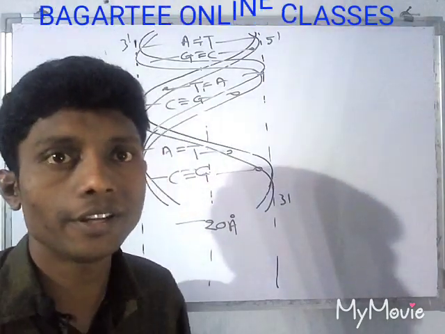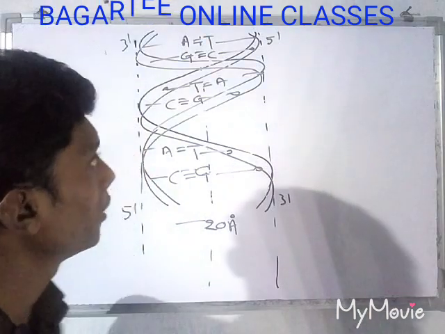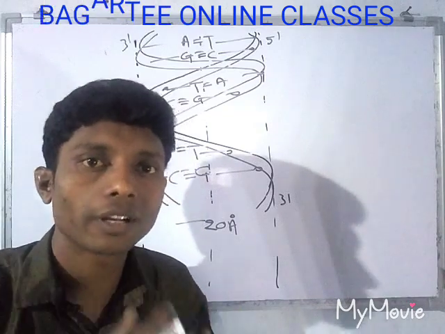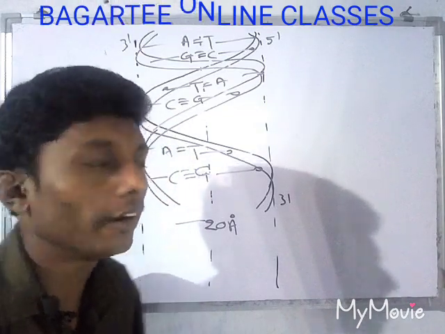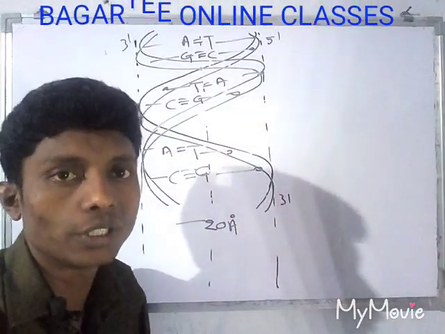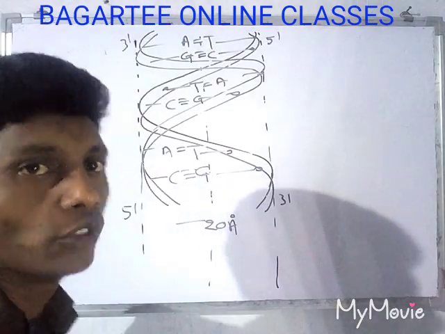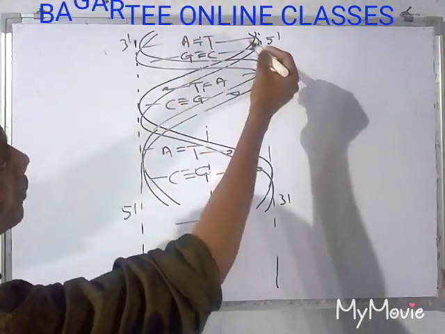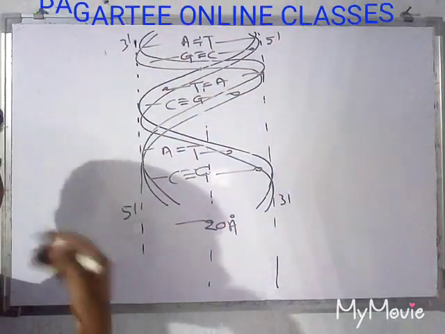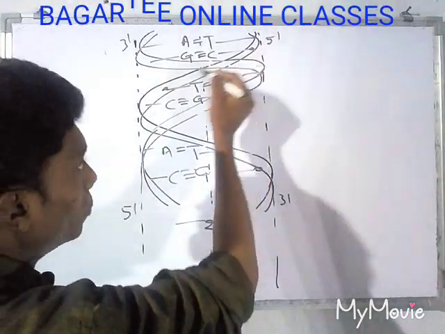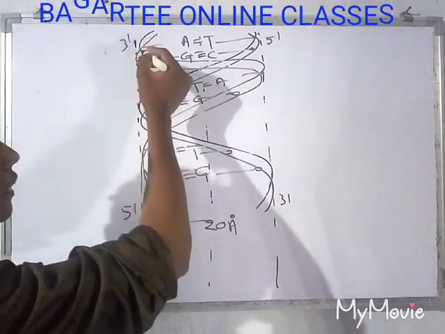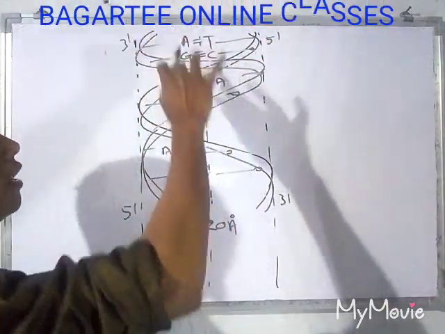Okay, so here we can see the double helical structure of DNA. You can see the two strands are in twisting condition, that is the helical condition, and the two strands are running in opposite direction, that is they are anti-parallel in nature. One strand is running from 3' end to 5' end, whereas another strand is running from 5' end to 3' end, such that the 3' end of one strand is facing the 5' end of another strand.